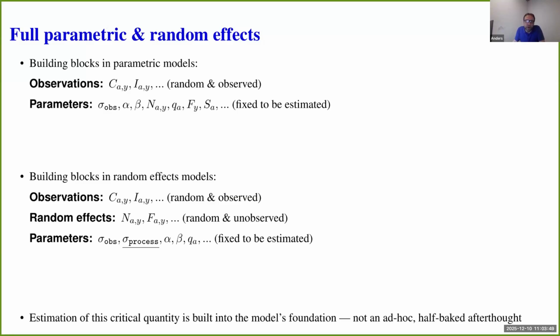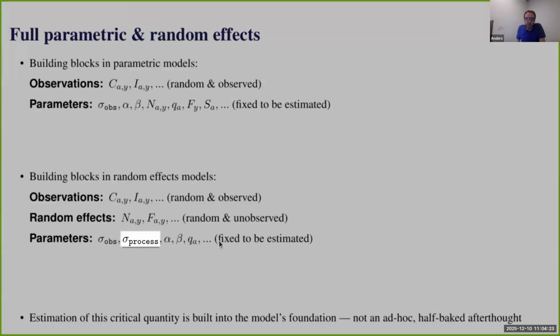In contrast, in random effects models we have three types of building blocks. We have the observations still, and then we have random effects, or latent variables, or whatever we call them. These are like observations in that they are random, but they are not observed. And then we still have parameters, but we have a few more, or rather different parameters. The main extra one is this process variance, describing how the latent variables are evolving in time. And my claim is that that's actually a very important thing.